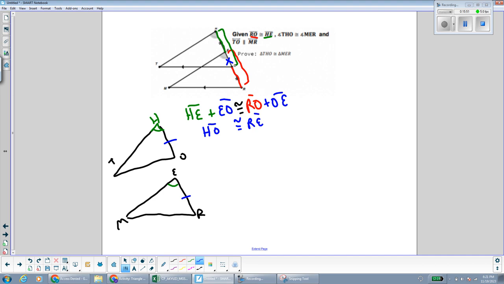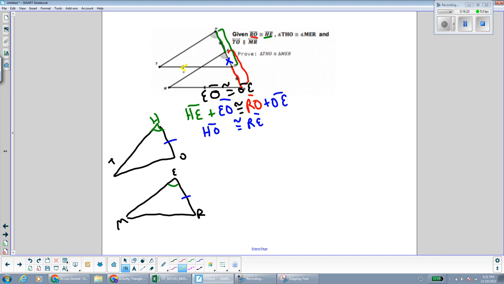Now, remember to do addition, we have to be starting with two congruent segments, which we are because HE and RO are congruent from the givens. But we also have to be adding on two congruent segments. So in our proof, before we can do this addition, for it to be valid, we are going to have to state that EO is congruent to OE. And that's because of the reflexive property. It's the same segment as itself. So that's going to be in our proof to show how we get HO congruent to ER, which are the full sides of the triangle that we need.